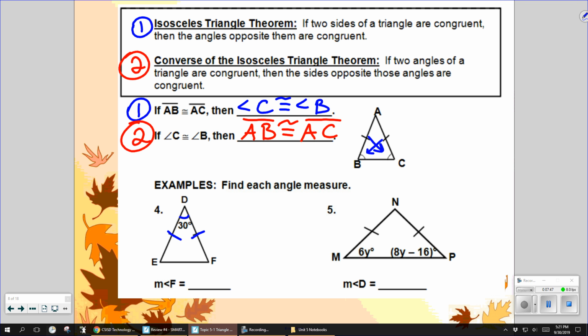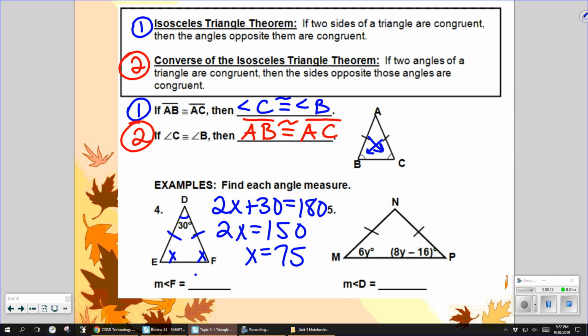So I know that the base angles should be congruent based on the isosceles triangle theorem. Therefore, I could label both of those X, and then I can add all three angles using the triangle sum theorem. I know that they all add up to be 180. So let's subtract 30 and then divide by 2, and I get X equals 75. So my two base angles are 75 degrees.